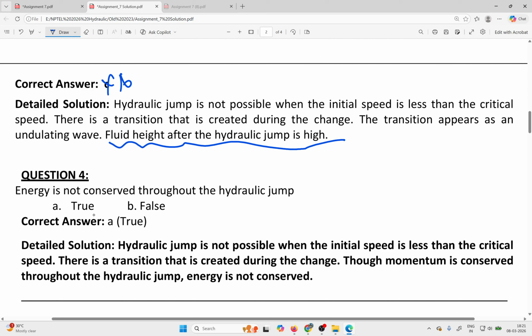Here the answer is visible. Question 4: the energy is not conserved throughout the hydraulic jump, true or false? So it is true. Why is energy not conserved? I'll explain, as I have already explained 2 to 3 times.